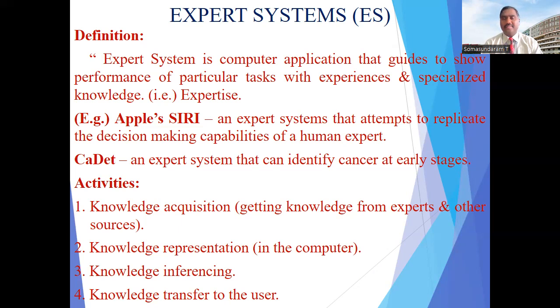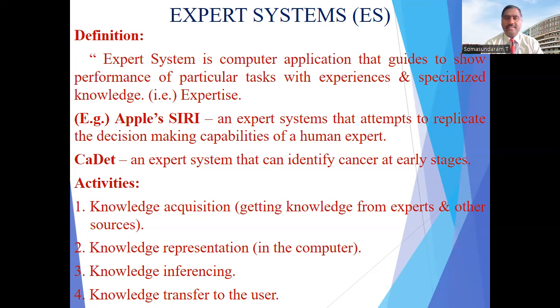So the particular system has expertise in a particular domain. For example, Apple's Siri is one of the expert systems, which helps companies take effective decisions. Instead of human beings, the systems play a vital role in giving effective decisions. And also you have a CAD system, which is an expert system to detect cancers at the early stage itself. So there are many examples. What is the activity of those systems?